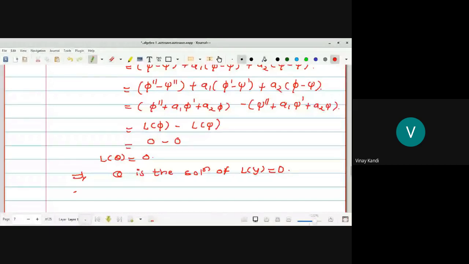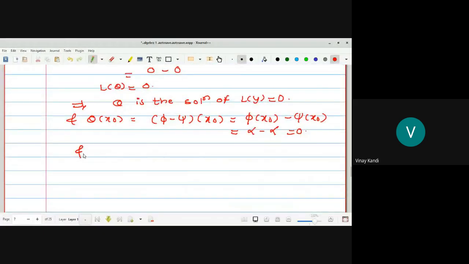And also theta of x naught is equal to phi minus psi. What is theta's value? Phi minus psi at x naught, which is theta of x naught equals phi of x naught minus psi of x naught. But what is the value of phi of x naught? Alpha. What is the value of psi of x naught? Alpha, so the difference is equal to 0.